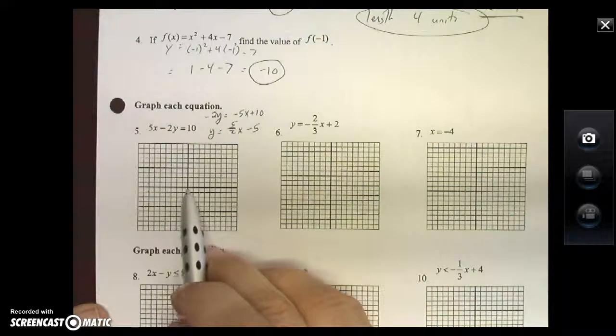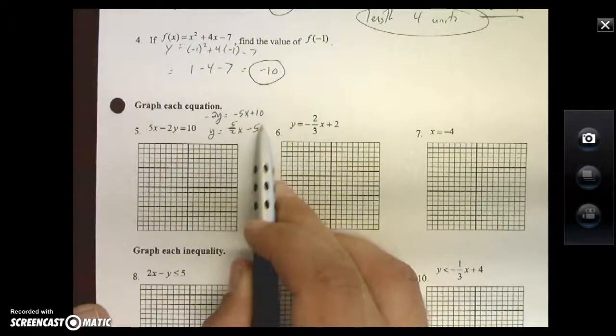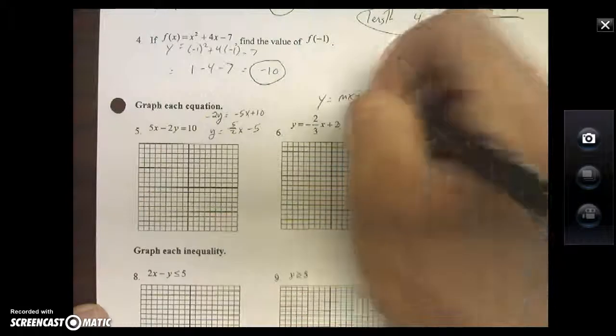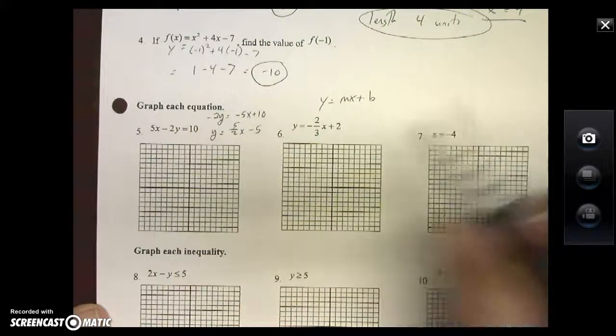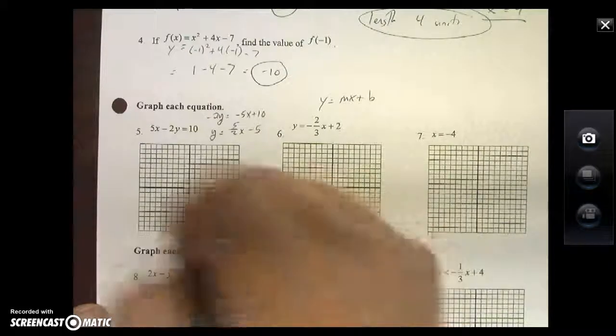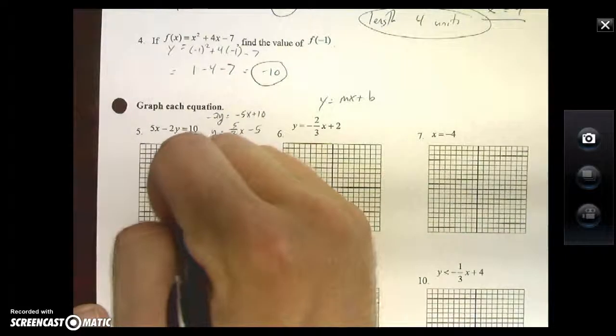So here is my origin, 0, 0. My negative 5 is my b when we look at our slope-intercept form, which means it's our y-intercept. So we're dropping down 5. 1, 2, 3, 4, 5. And I'm going to plot this point.